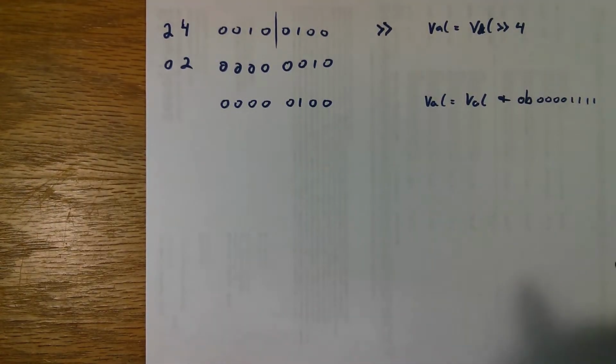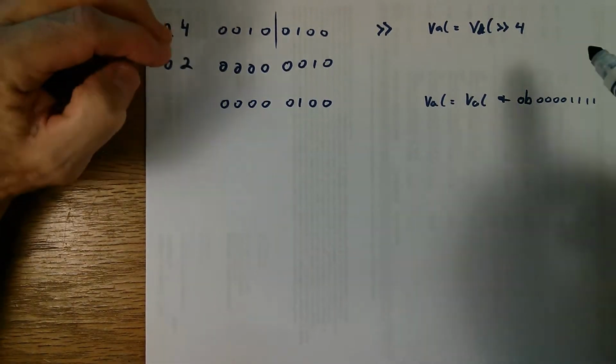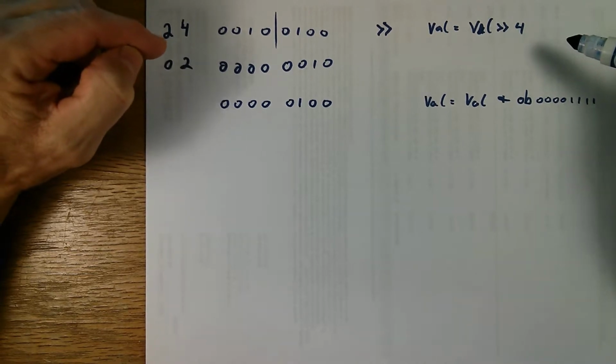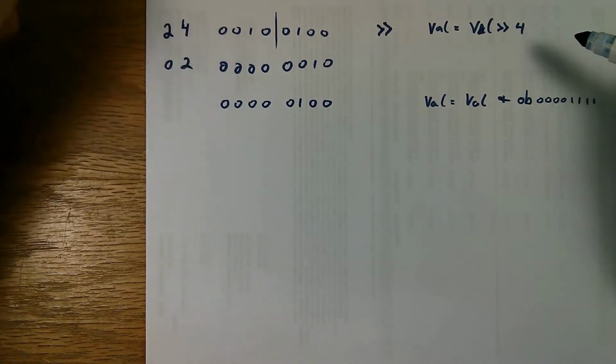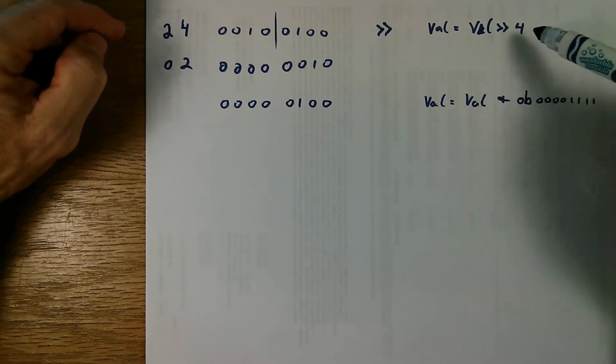So that's a way of combining, or actually using these different logical operators to access different parts of a byte. And the same thing can be done with an int with 2 bytes. You just use bigger numbers, or you shift more.